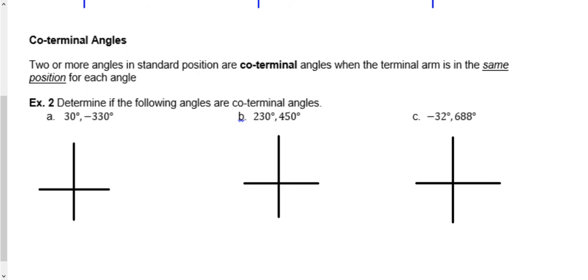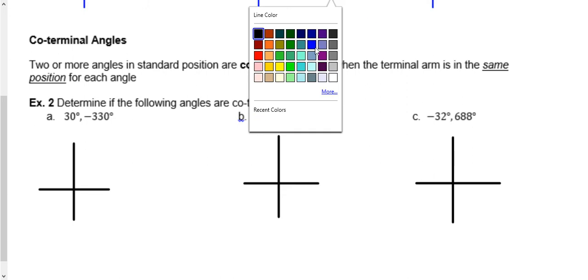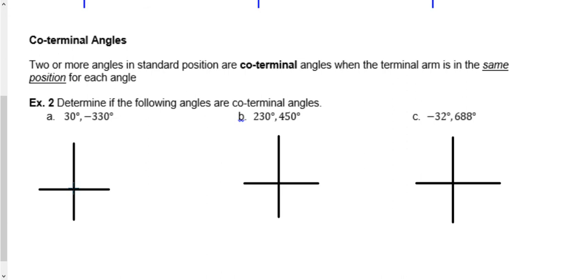There we go. So I have all three set up. So first one is 30 degrees versus negative 330. Well, are they coterminal? 30 degrees, let's draw it in a different color so that we know. So again, my initial is going to be on that positive x-axis. 30 degrees looks like it's going to be around here. So if I label that 30 degrees, I should be good for my start. That little angle there is going to be 30 degrees.